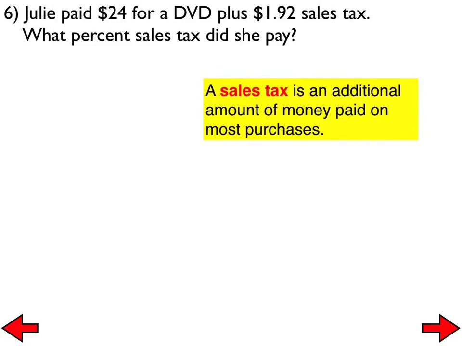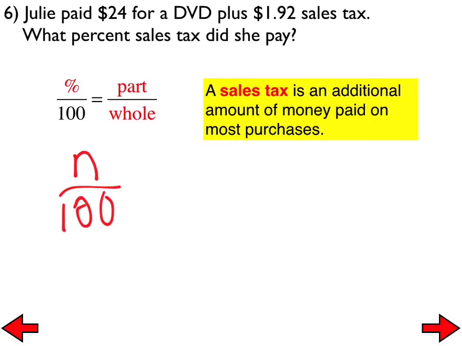Okay, last one. Number 6 is the same type of problem. It's still about sales tax. Julie paid $24 for a DVD plus some sales tax of $1.92. What percent is $1.92 of 24? So percent over 100 equals part over whole. Did it give us a percent? Nope. So that's going to be our variable. What's the part this time? $1.92, and the whole is 24.